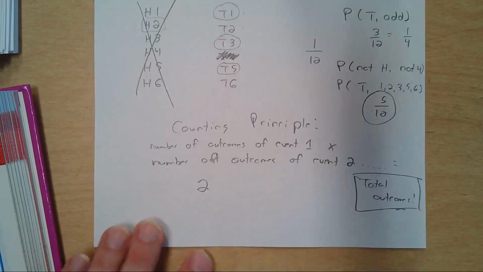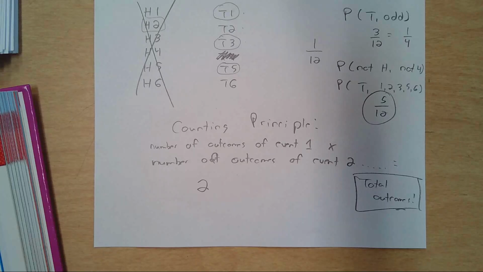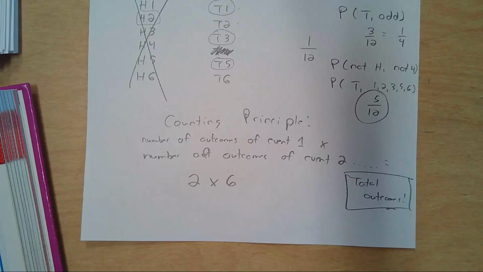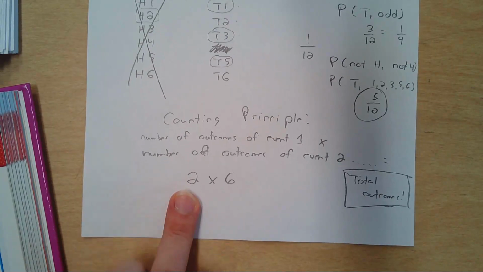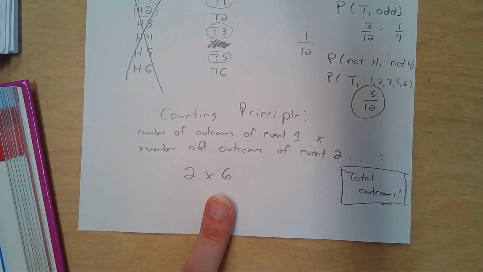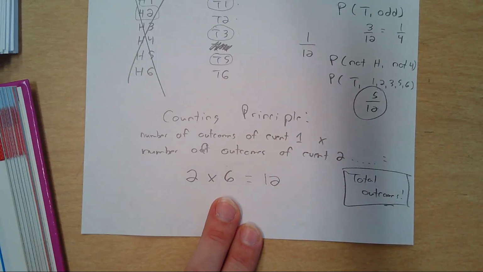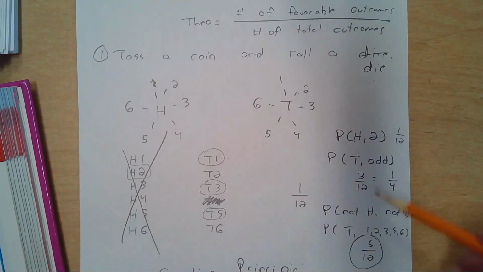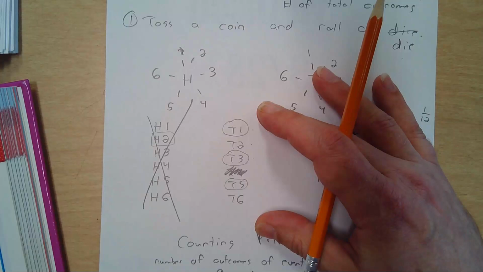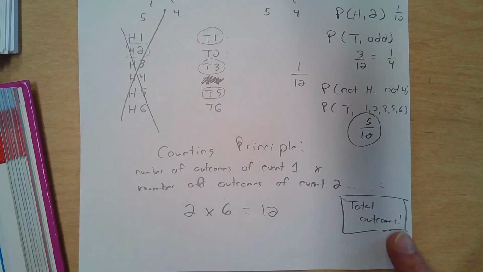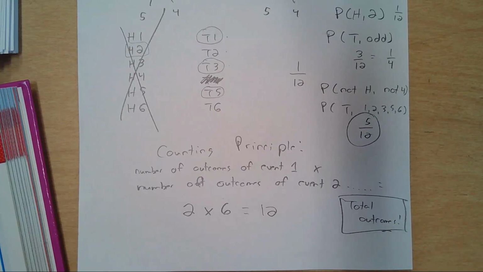And then when I roll the dice, how many total outcomes are there for that? 6. So I multiply the number of total outcomes of what could happen when I flip a coin times the number of total outcomes of what could happen when I roll the die. 2 times 6 gives me a grand total of 12, which we know is correct. When we built the tree diagram, we were able to visually see all 12 of those outcomes. But the counting principle gets me the same thing here. It tells me there's 12 total outcomes.